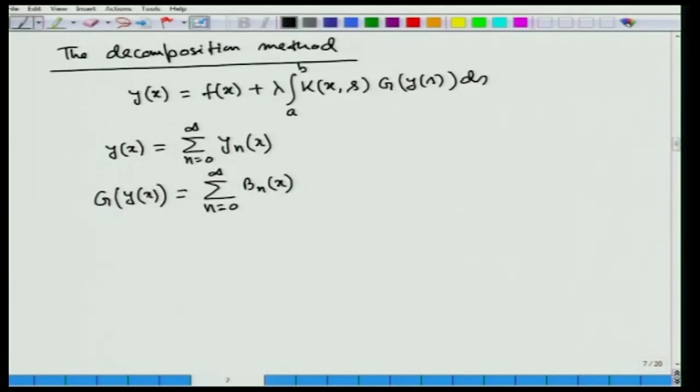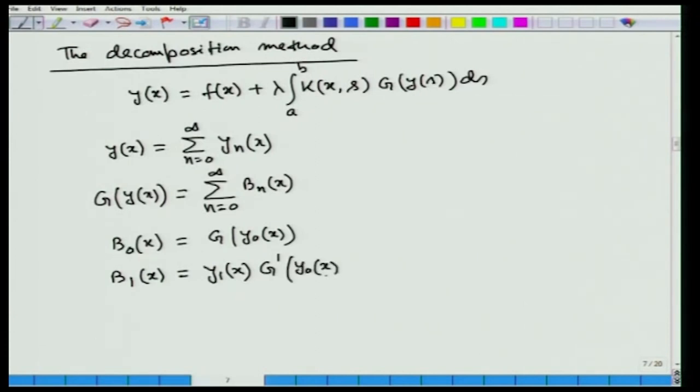the first few iterates, which show the relation between b 0, b 1, b 2, b 3 and so on with y 0, y 1, y 2 and so on. So, these relations are given by b 0(x) equal to g of y 0(x), then b 1(x) is equal to y 1(x) multiplied with g dot of y 0(x). Here g dot of y 0(x) means we have to differentiate g(y) with respect to y, and then substituting y equal to y 0(x), we can find g dot of y 0(x).